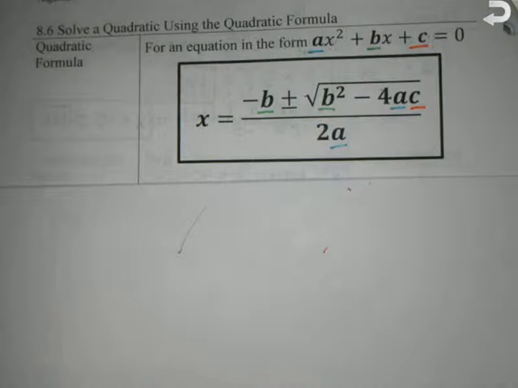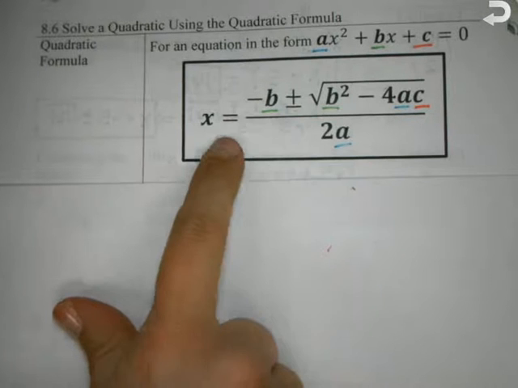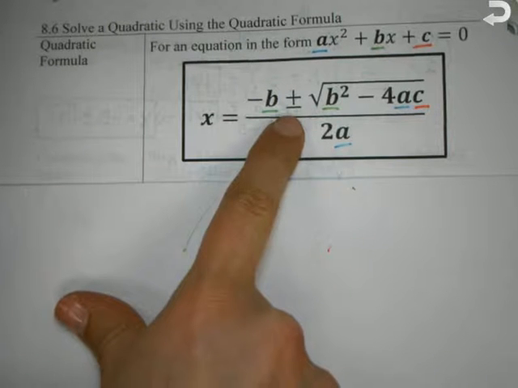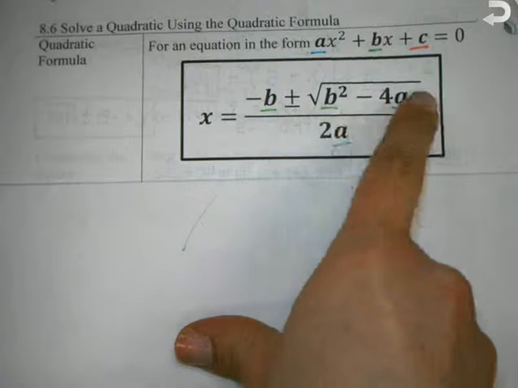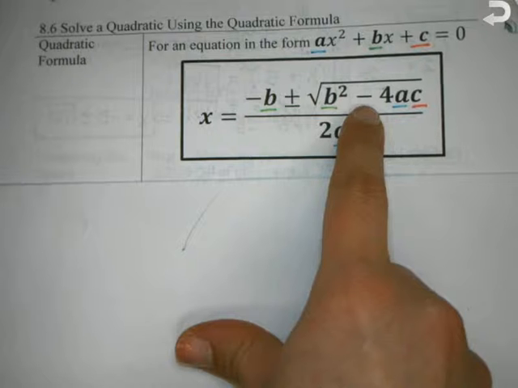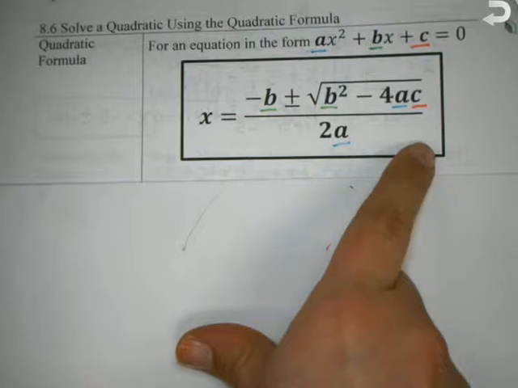1, 2, 3. X equals minus b plus or minus radical b squared minus 4ac, all divided by 2a.